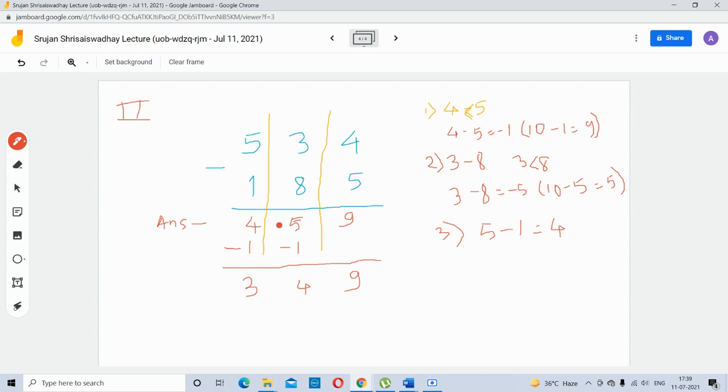So this is also one of the methods where you can use the Ekadhikena Purvena formula. You are putting a minus 1 from the previous value. Instead of subtracting it from the minuend, you are directly subtracting it from the answer you are getting. Once again, I'll explain it with an example.